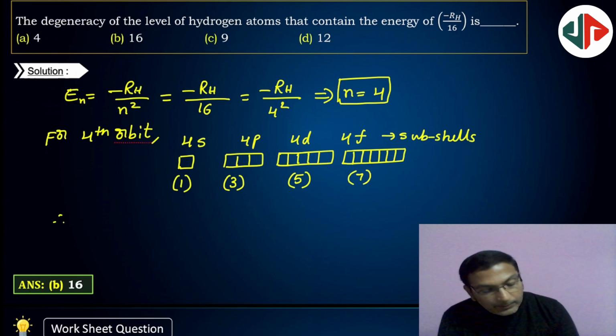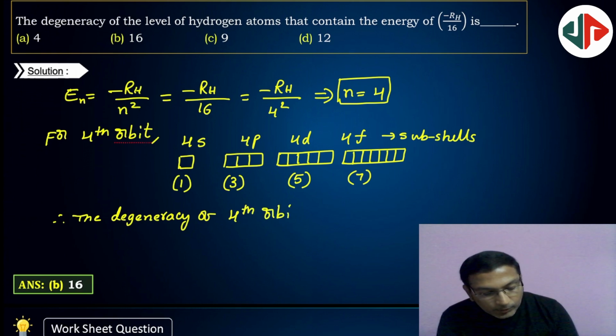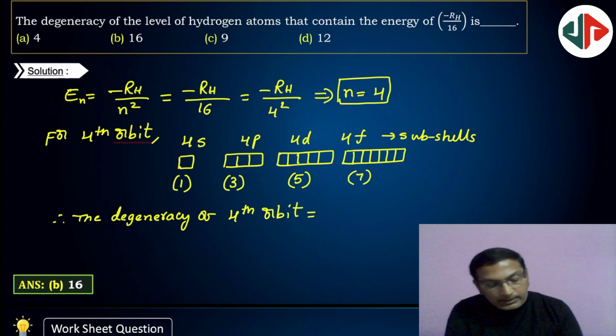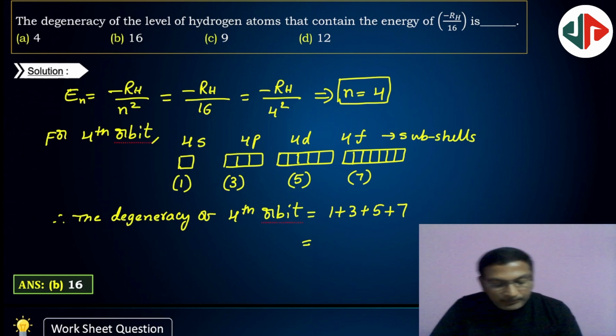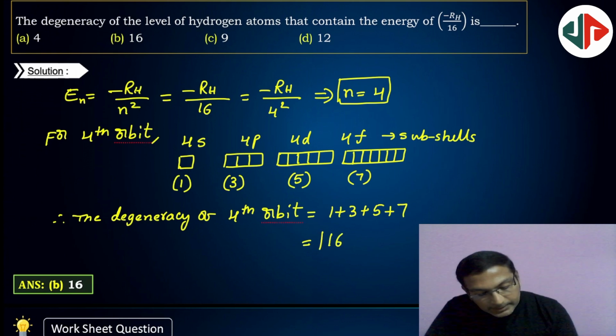So therefore degeneracy of fourth orbit is equal to, so total 1 plus 3 plus 5 plus 7, which is equal to 16. 16 is the answer. Therefore option B.